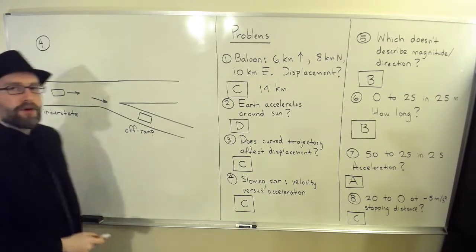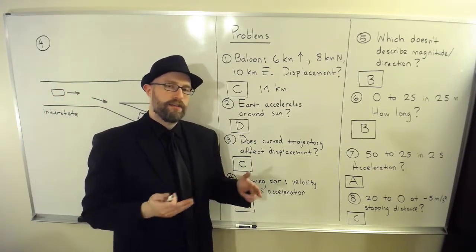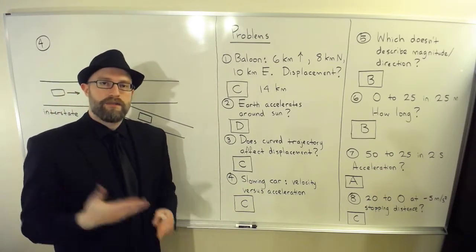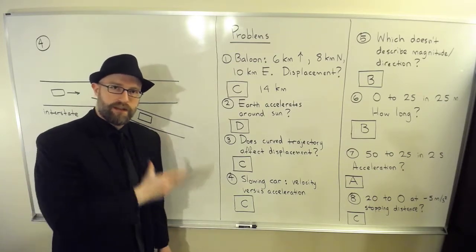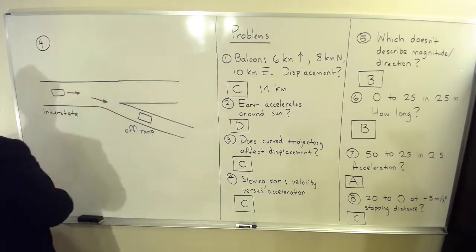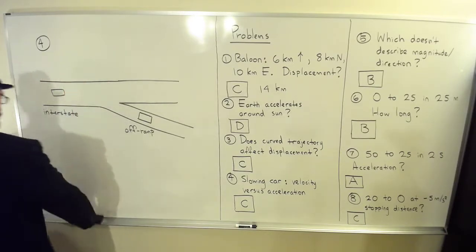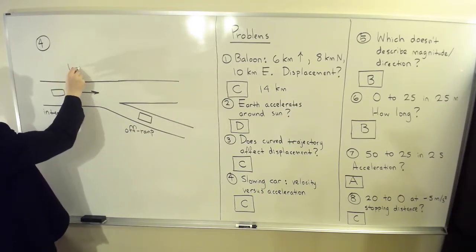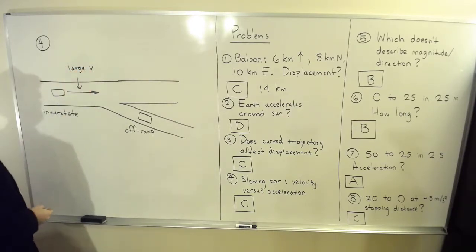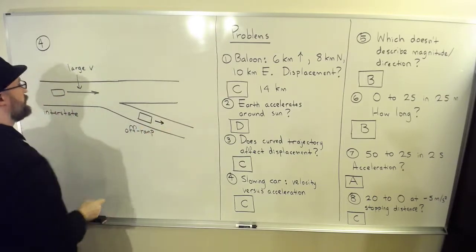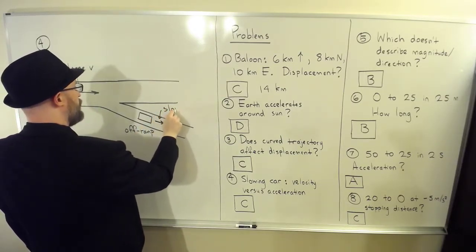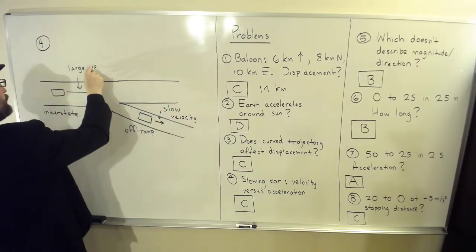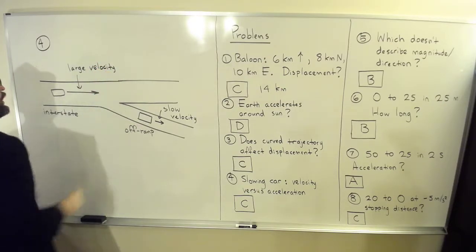And the purpose of the problem is to compare the idea of velocity and acceleration, and in particular to make it clear that the acceleration and the velocity can point in different directions, and in this case they can point in opposite directions. See here, when you're on the interstate, you're going fast. You're going very fast. So this is large velocity. And then once you get off, you're going slow. So here's a slow velocity.